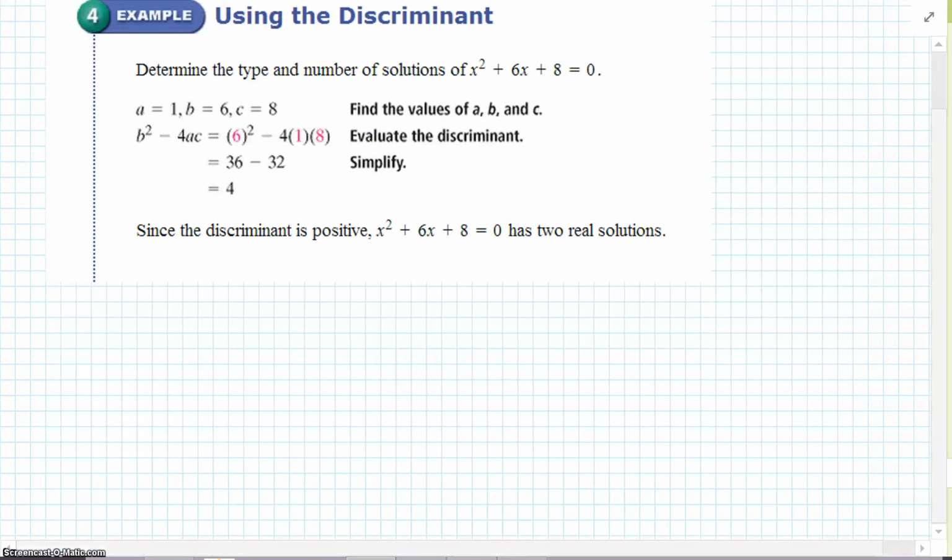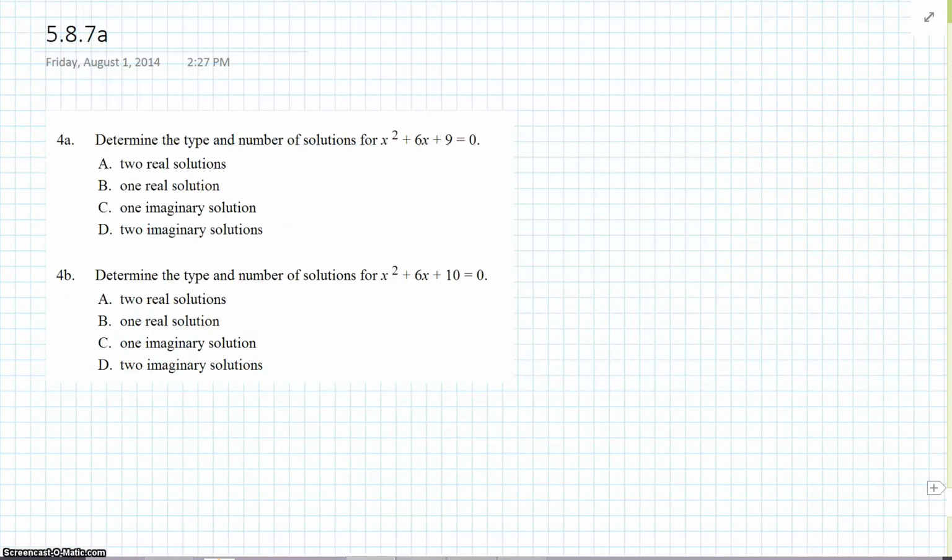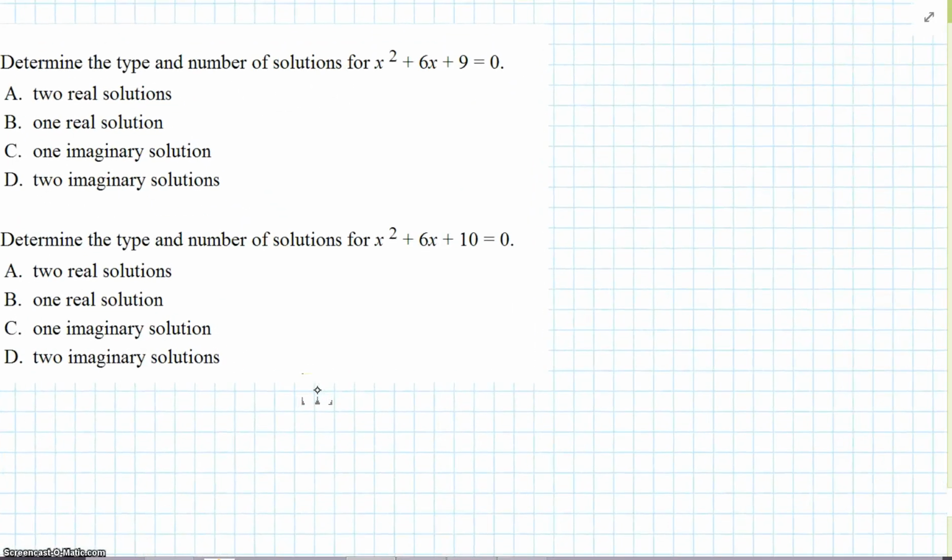Moving on, using the discriminant. So I have this equation, x squared plus 6x plus 8. Identify my a, b, c values, and the discriminant is b squared minus 4ac. All right? It's 36 minus 32, it's 4. So it has 2 real solutions. It's a positive number. You actually don't even have to solve if it doesn't ask for it to tell if it's a positive solution. So let's buzz through these.